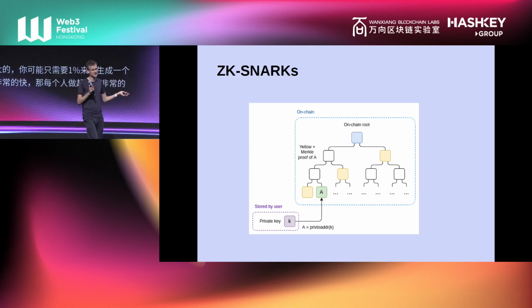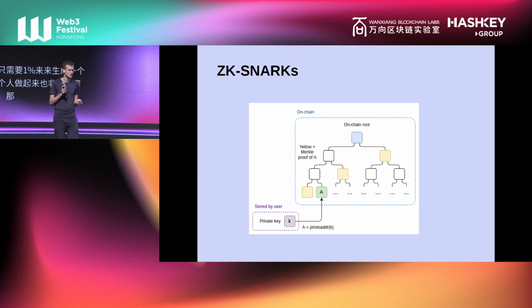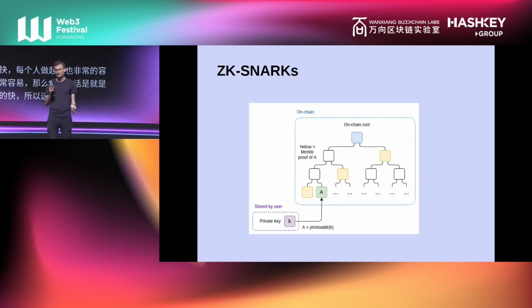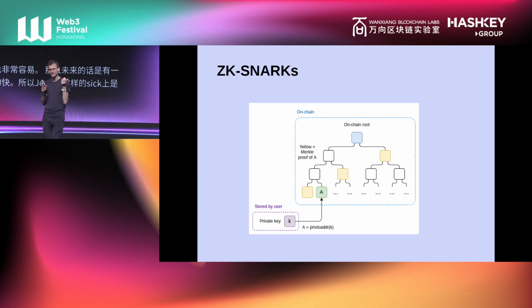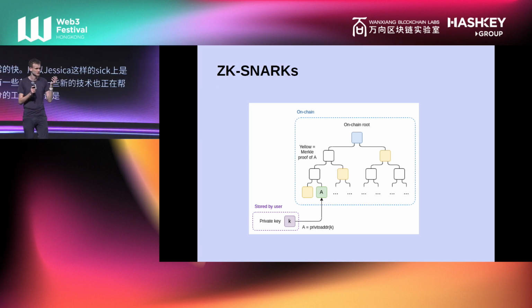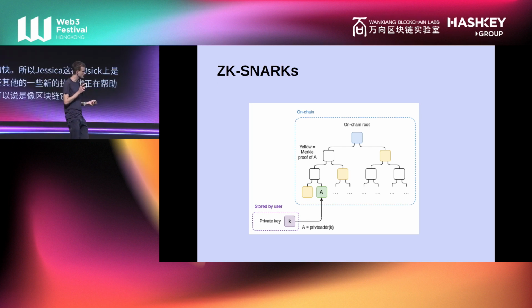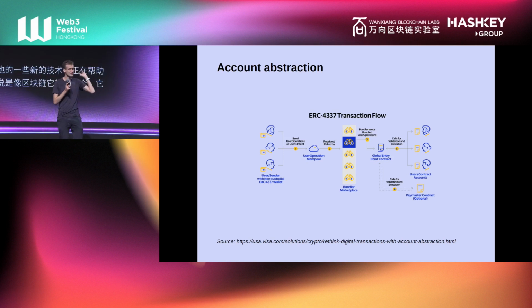So ZK snarks are a powerful scalability technology, they're a powerful privacy technology, and by doing this, they resolve both of the major things that are weaknesses of blockchains compared to more traditional centralized technologies. So ZK snarks are one piece. Account abstraction is another piece.